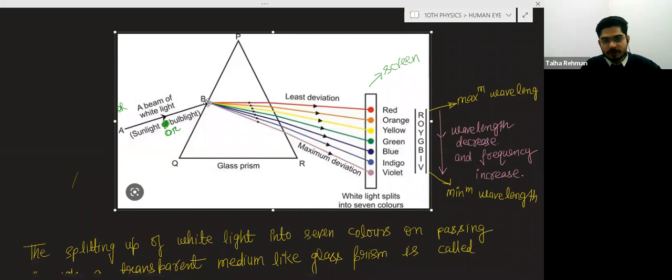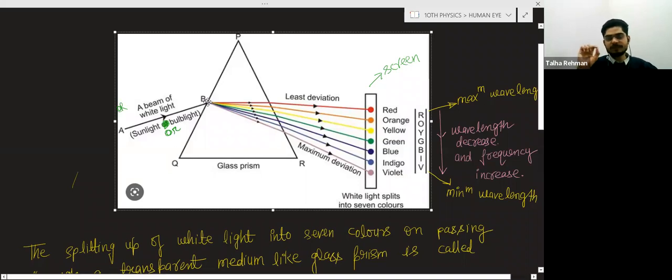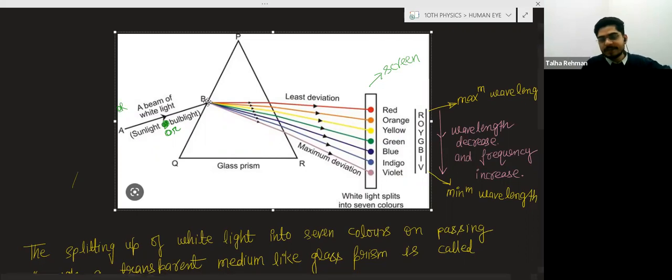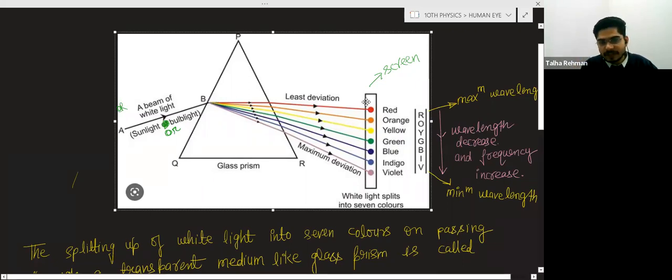Okay. So from here, what happens? There will be the reflection. So due to that refraction, what will happen? There will be the dispersion. Dispersion means there will be the splitting here.